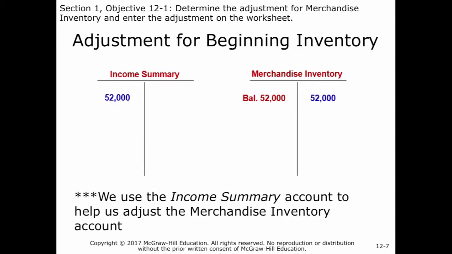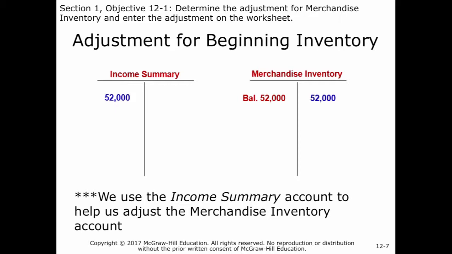So to visually illustrate what I just said, we have the following two T accounts. Here we have a beginning balance of $52,000 for merchandise inventory, which is in red. And we will use the income summary account to help us adjust the inventory account by removing the old balance. So to do that, we need to credit merchandise inventory for $52,000 and debit income summary for the same amount.